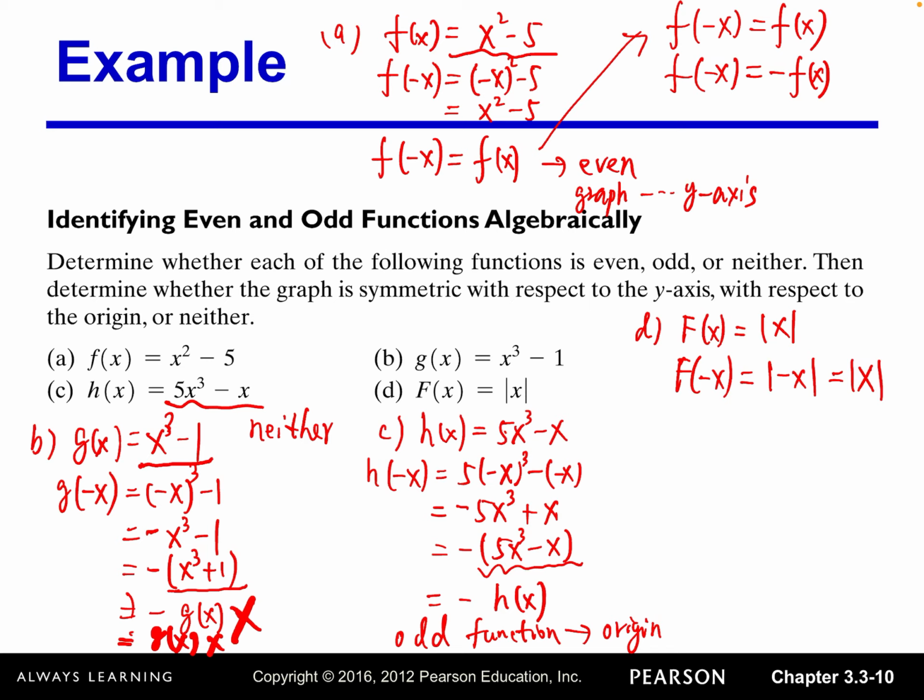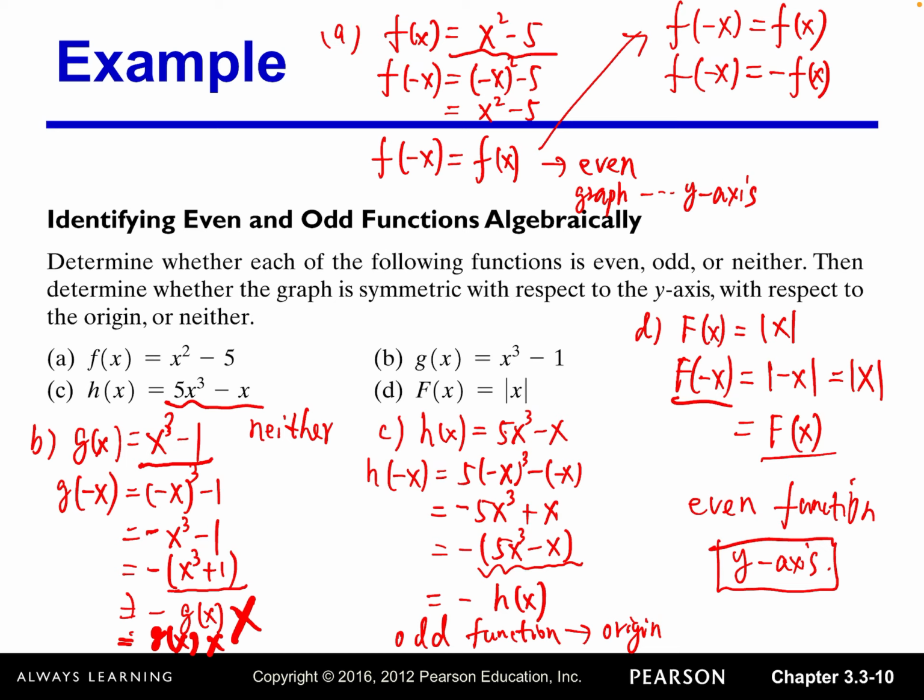So absolute value of x, that's the same as f of x, right? So f of negative x equals f of x, that's satisfying the even function's definition, right? So this is an even function, and the graph should be symmetric with respect to the what? Should be symmetric with respect to the y-axis, right?